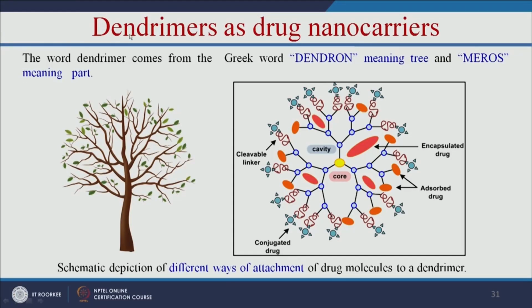So let us see another polymer, that is dendrimer. This is an artificial polymer, okay. The word dendrimer comes from the Greek word dendron, meaning tree, and meros meaning part. So it has a tree-like structure, and that is why it is called a dendrimer. The advantage of dendrimer is we can load anti-cancer drug in several locations. For example, in the cavity we can have the encapsulated drug, on the surface we can have the adsorbed drug, and we can also add a cleavable linker and conjugate the drug here. So we can attach the drug to this dendrimer in different ways, okay. So that is the advantage of using this dendrimer for anti-cancer therapy.